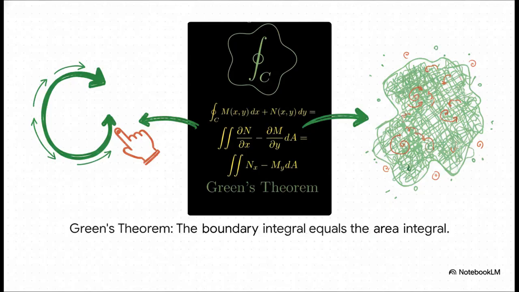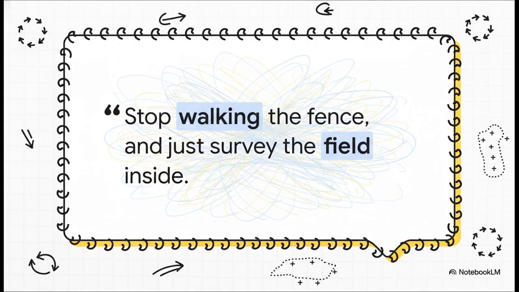And this is the core magic of the theorem right here. Green's theorem says that the long, tedious line integral around that closed loop is exactly equal to the much easier double integral of the field's curl over the area inside. It turns a hard boundary problem into a much simpler area problem. This is the main takeaway. It's a total shift in how you look at the problem. The total effect you feel on the boundary is completely dictated by the sum of all those tiny little rotations happening everywhere on the inside.